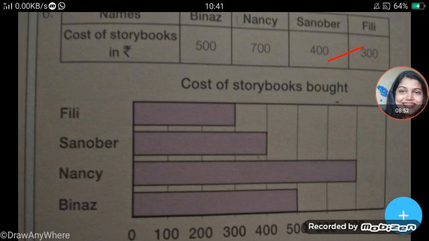So in Philly's column, I am going to mark it for 300 and draw a bar. Similarly, Sanober, that is 400. So I am going to mark my bar for 400. See that the bars should be at equal distance, children. You should not change the distance between the bars. They should be at equal distance. Okay, so make a note of it. With the bars you cannot move wherever you want and draw the bars. No, equal distance should be there. Take a proper scale and draw the bars.